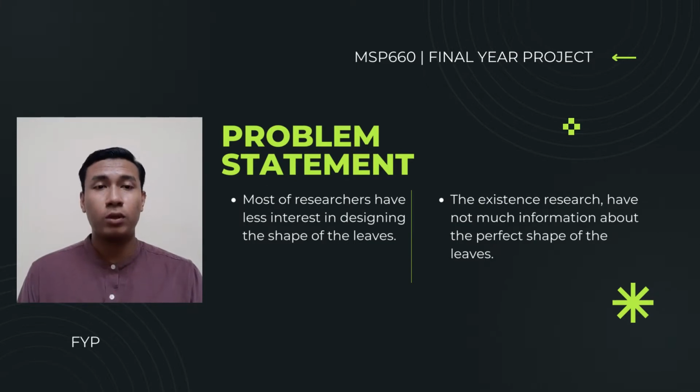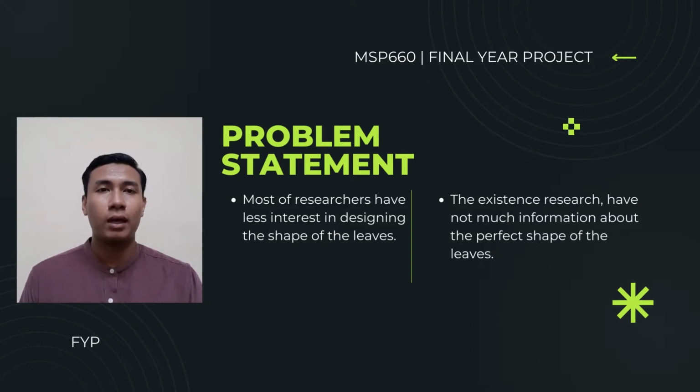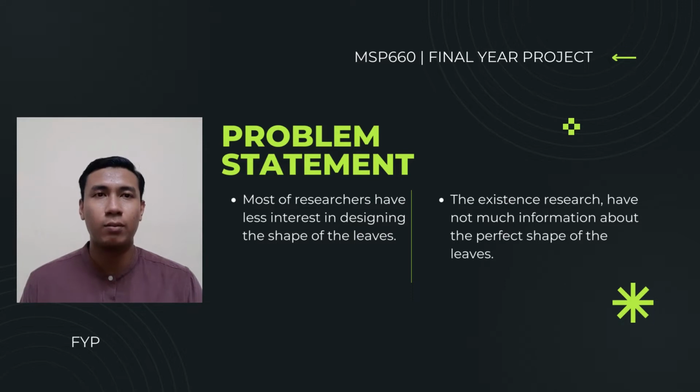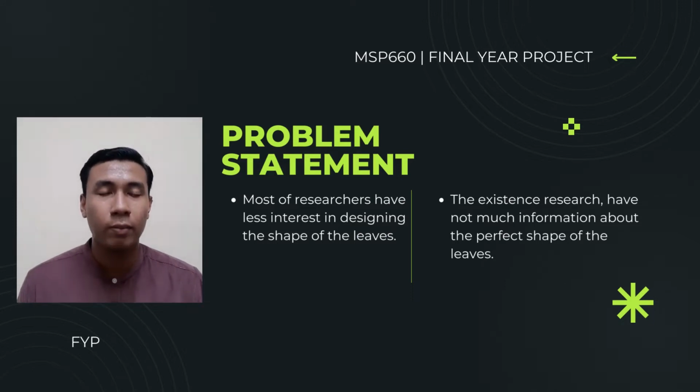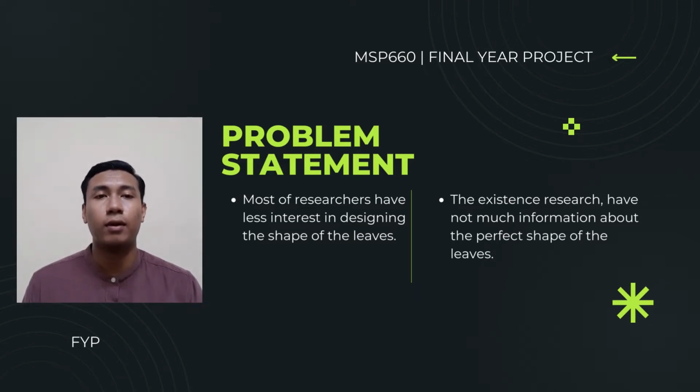Next, we move to the problem statement. So in this study, we found that there are 2 problem statements, which is most of the researchers have less interest in designing the shape of the leaf because they think that the shape of the leaf is simple and not challenging as other geometrical shapes.